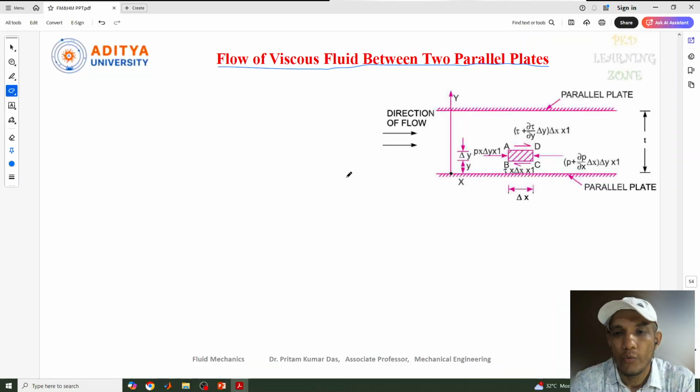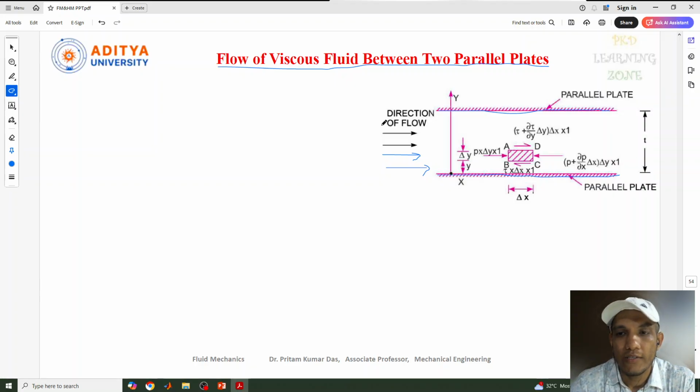We have taken two parallel plates which are fixed. This is one plate, plate 1, and this is another plate, plate 2, and both are parallel to each other. And you can see arrow marks are given here, so this is the direction of flow.